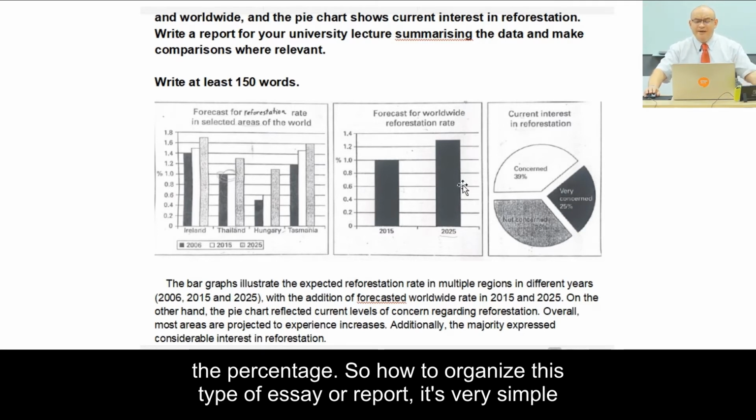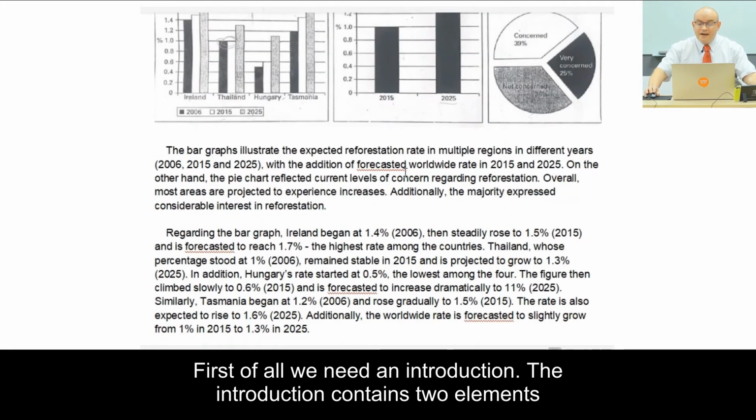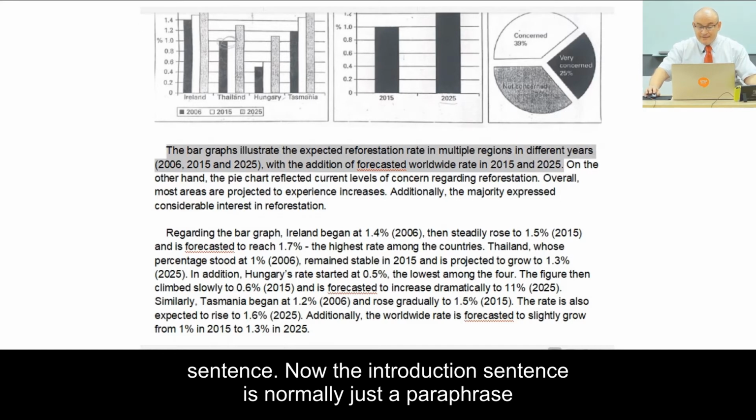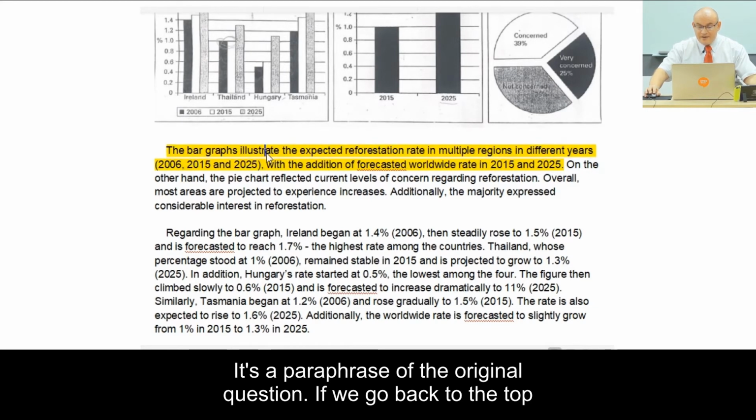So how to organize this type of essay or report? It's very simple. First of all, we need an introduction. The introduction contains 2 elements. I'll highlight here, you see, first of all, we have an introduction sentence. Now, the introduction sentence is normally just a paraphrase. I'm going to highlight this in yellow here. It's a paraphrase of the original question.